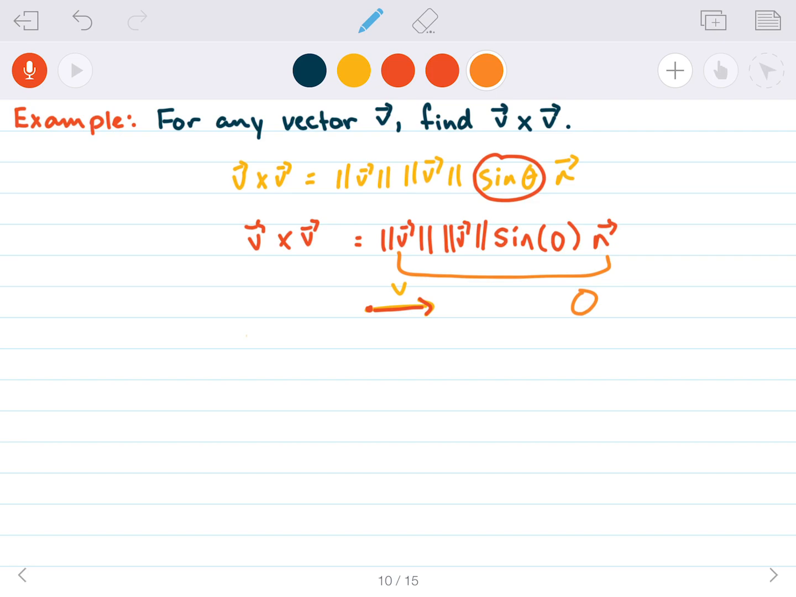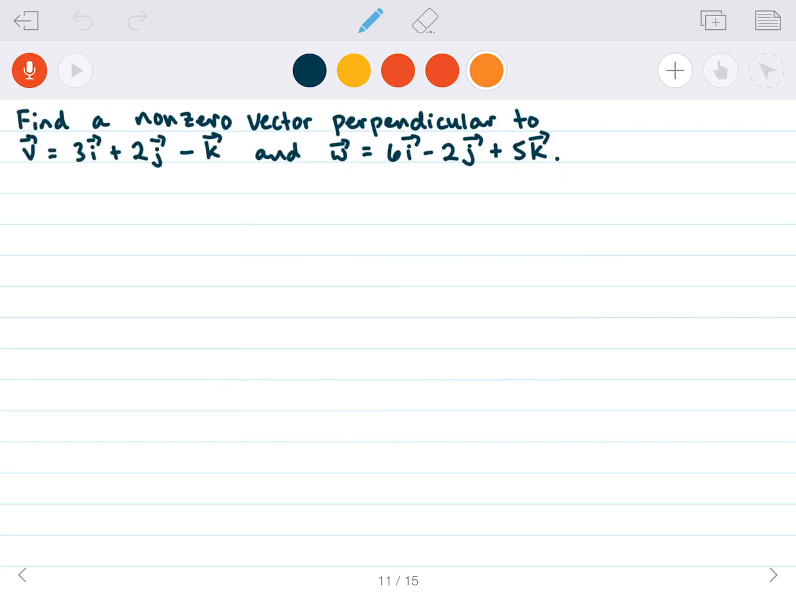Okay, so the lesson here is that a vector crossed with itself is just 0. That is all that is. So anytime you see a vector cross with itself, know that it's going to be equal to 0. Okay, let's do an example here. Find a non-zero vector perpendicular to the two vectors v and w.